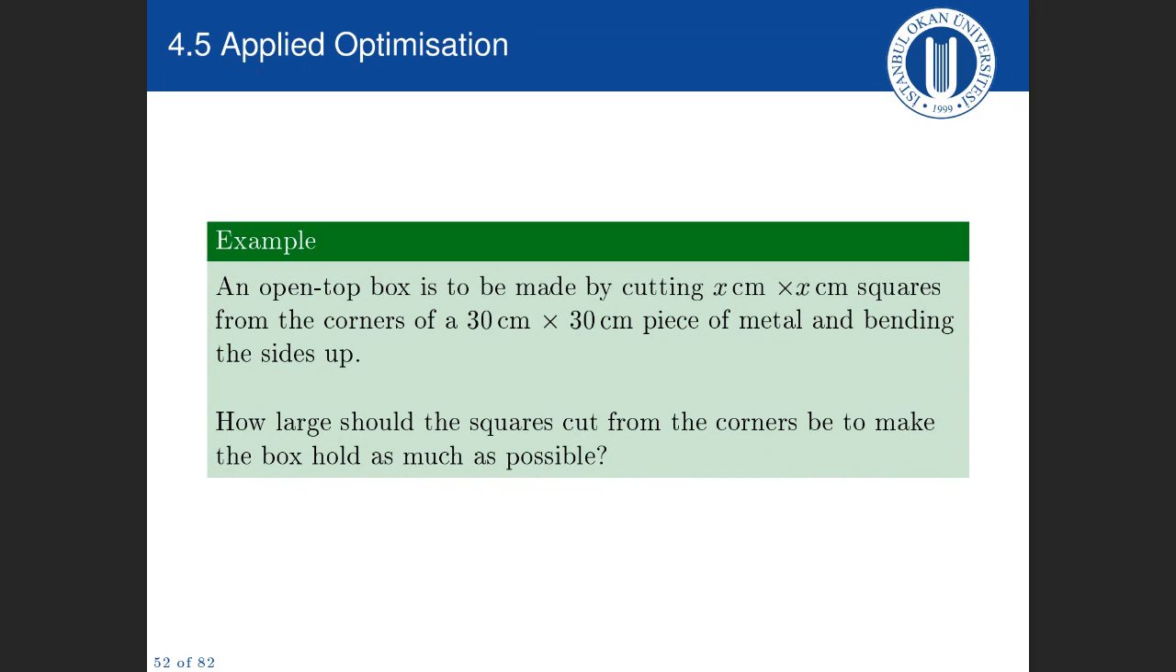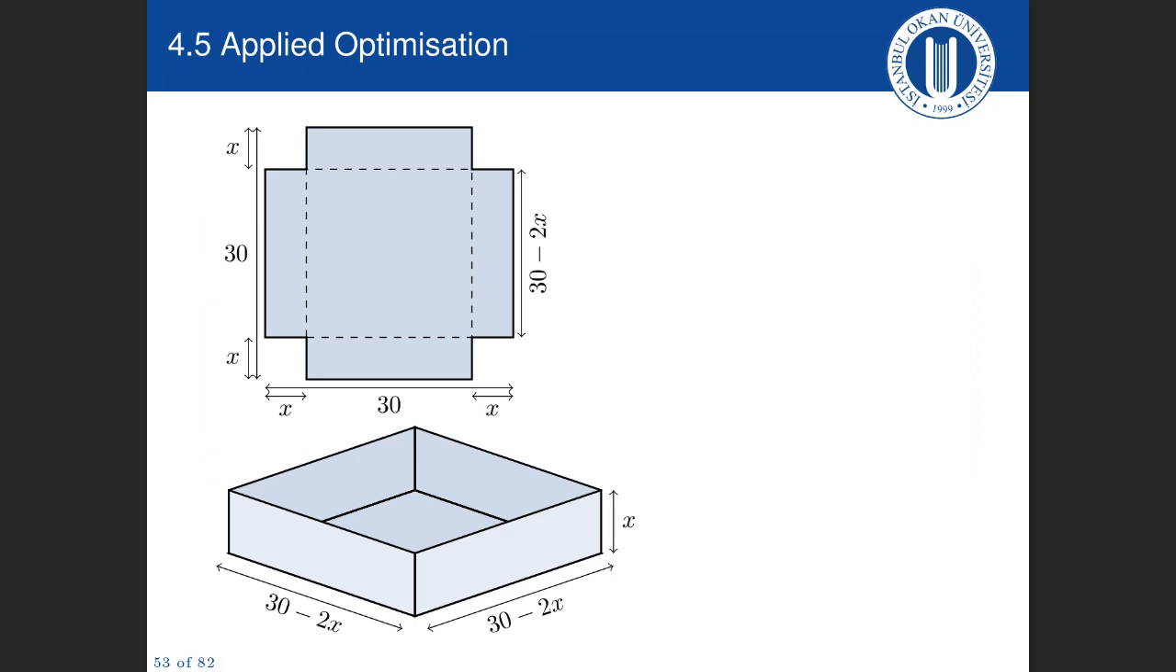So let me just explain that again with a picture. We're starting with a 30 centimeter by 30 centimeter piece of metal, and then we're going to cut squares out from the corners, throw those away, and then we're going to fold up on the dashed lines to make an open top box. The height of this box is going to be x, because the squares we cut out are going to be size x. And the other two dimensions are going to be 30 minus 2x. Because we start with 30, we cut away x on the left, and we cut away x on the right.